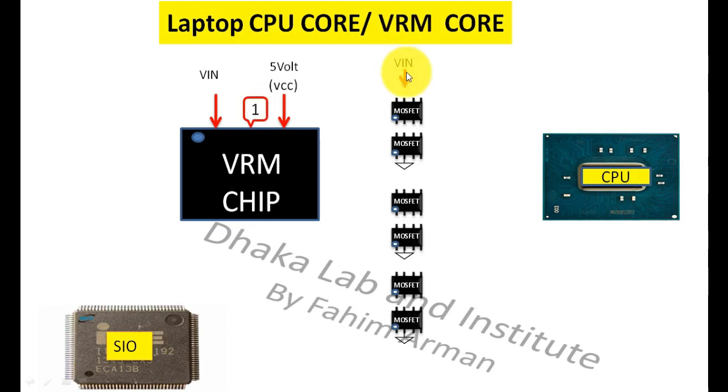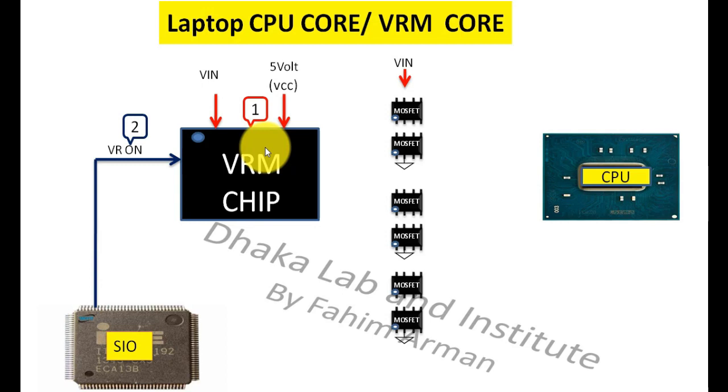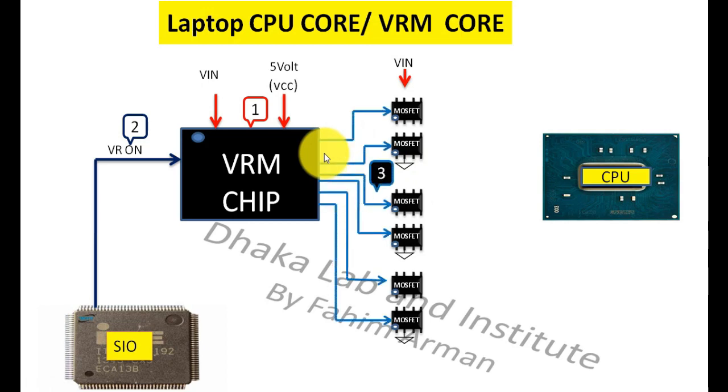And there will be VIN voltage in all the main MOSFETs of these phases, and then there will be a VRM signal from SIO and it will enter into the VRM chip, and this is the second step. Then the VRM chip will get the voltages and signal, and then the VRM chip will provide signal for switching these MOSFETs in the gates, and the VRM chip is actually switching these MOSFETs, and all the MOSFETs are ready to perform.